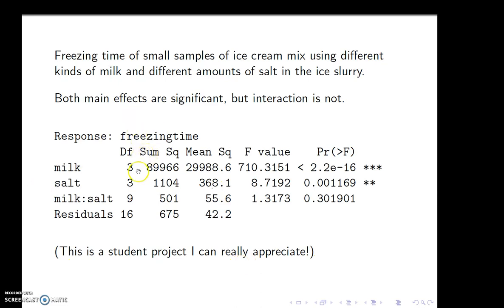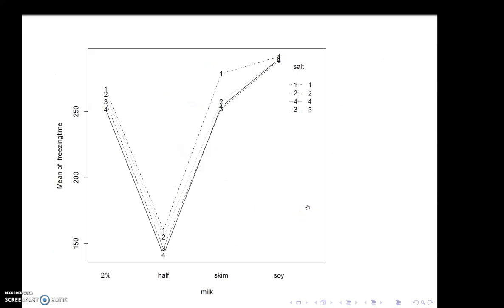Let's see, we had 4 levels of milk, 4 levels of salt. Remember, this is A-1, B-1, and so 3 times 3 gives you 9. So that's A-1 times B-1. And we do see, in fact, that the interaction is not significant. This is a nice indication of data with non-significant interaction. Look at the 4 different levels of salt. We see basically the same effect of the milk type.